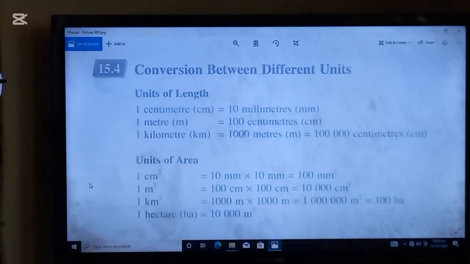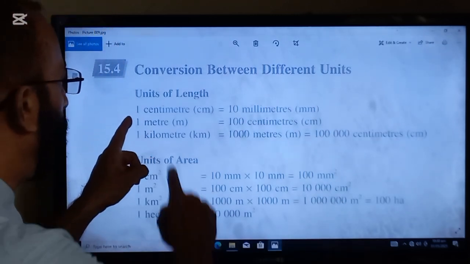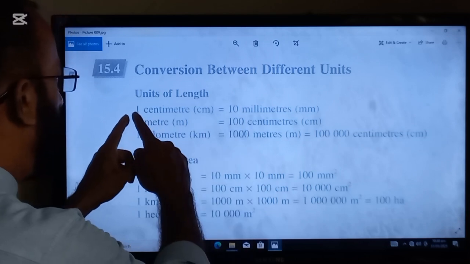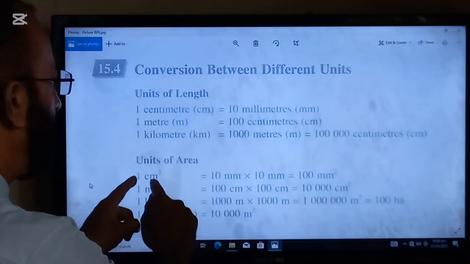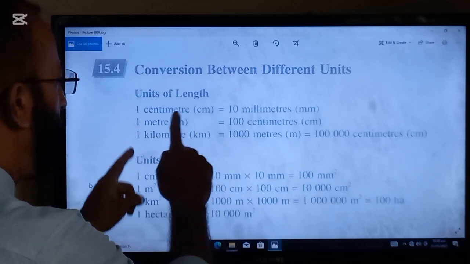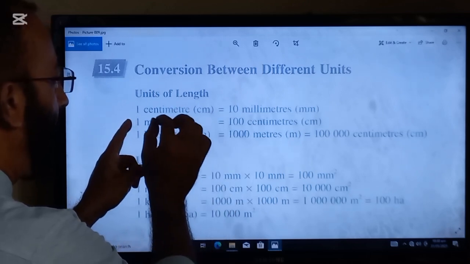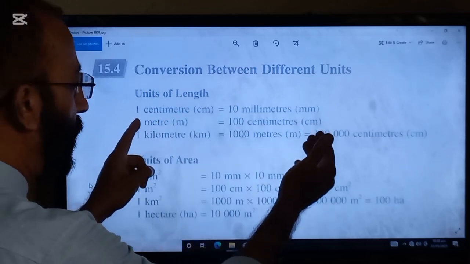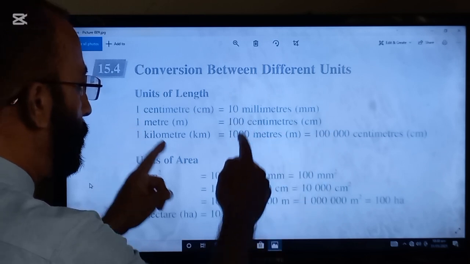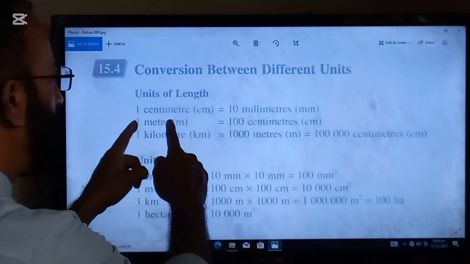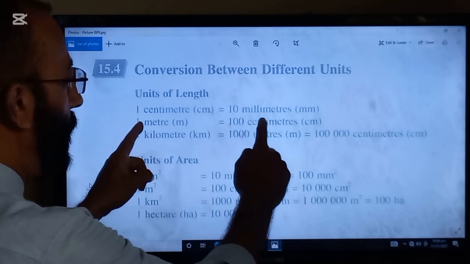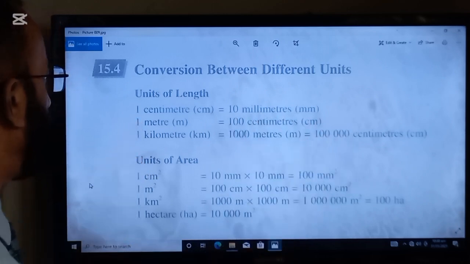Now look, if we take the square of both sides, 1 squared is 1, and centimeter becomes centimeter square. Because we have taken the square of the left side, take the square of the right side as well. So 10 into 10 will be there, and millimeter square. So 1 centimeter square will be equal to 10 into 10 millimeter square.